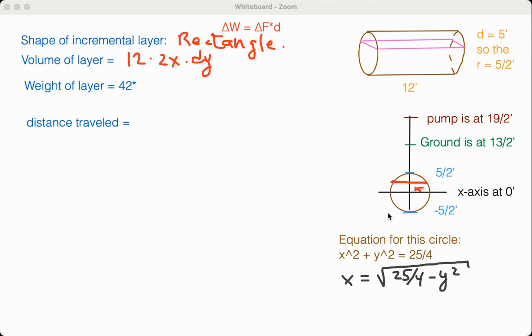So if the volume is the length, whoa, that's a very strange thing to have music just suddenly come on like that. Not sure why it did that.